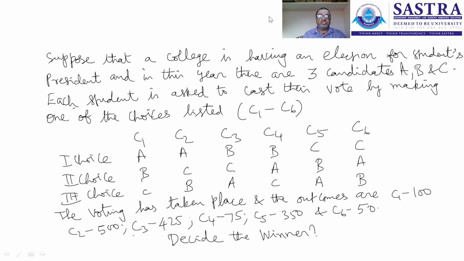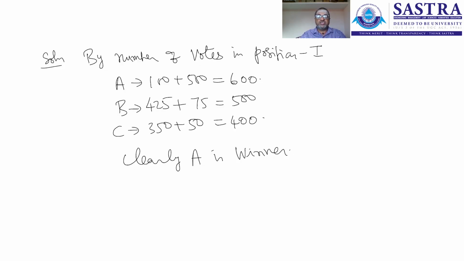You can see that in C1, A is 1, B is 2. In C2, A is 1, B is 3. And in C6, A is 2 and B is 3. So the votes wherein A is in a superior position to B are C1, C2 and C6. I just add the number of votes for C1, C2 and C6, and I get 650.